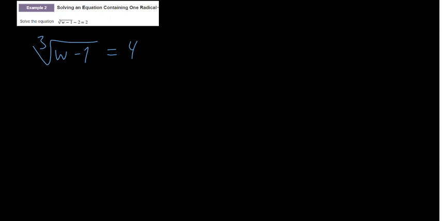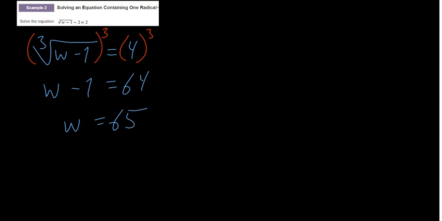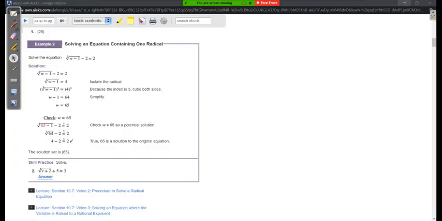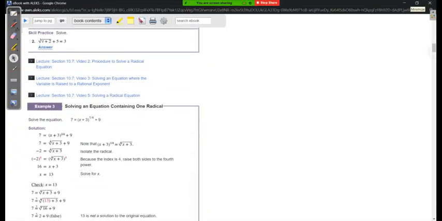And then from here, it looks like I need to cube both sides because I'm taking the cube root. So I'm going to cube both sides. Then we've got w minus 1, and that's equal to 4 cubed, which is 64. All right, and then we add 1 to both sides, so w is going to be equal to 65. All right, easy stuff. All right, so example 3.